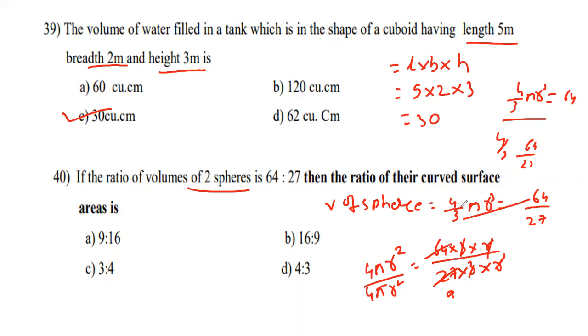Curved surface 4 pi r square. Yes, 4 pi r square. Yes, everything is correct, into 3 into r. Yes, it is correct. Why am I not getting the answer? Students, work on this one.